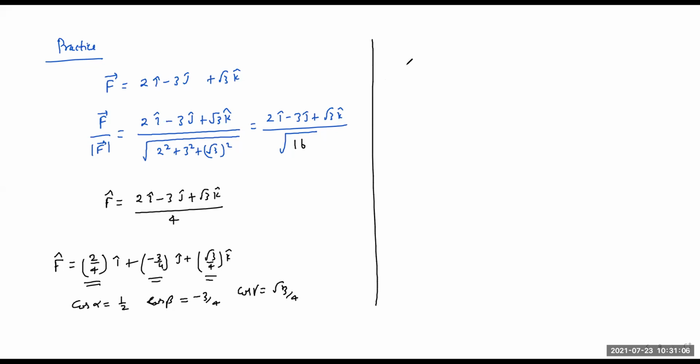So now we have the direction cosines. How do we express it? DC is the triple: 1 by 2, comma, minus 3 by 4, comma, root 3 by 4. Okay. So this is how we find the direction of any vector.